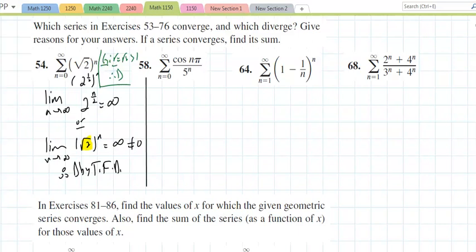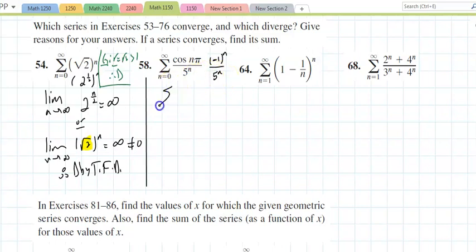This, wouldn't you say this is negative 1 to the n over 5 to the n? If I take the limit as n approaches infinity, that will be 0. That's useless.